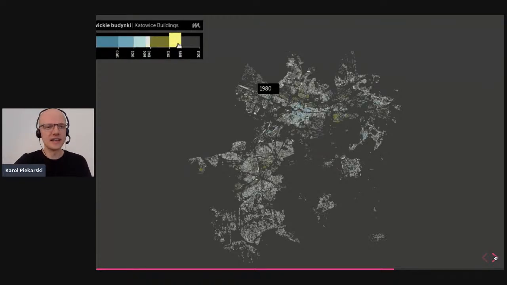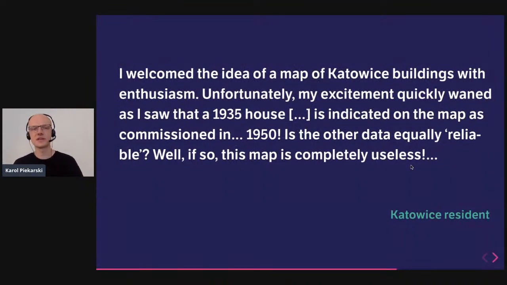But a couple of days later, we received an email from one of the Katowice residents who claimed that he welcomed the idea of a map of Katowice buildings with enthusiasm. "Unfortunately, my excitement quickly waned as I saw that a 1935 house is indicated on the map as commissioned in 1950. Is the other data equally reliable? Well, if so, this map is completely useless." And of course, we did realize before we published it that not all of the dates are proper, but this is the best data that we could get. It came from the city council, so there's no better data.